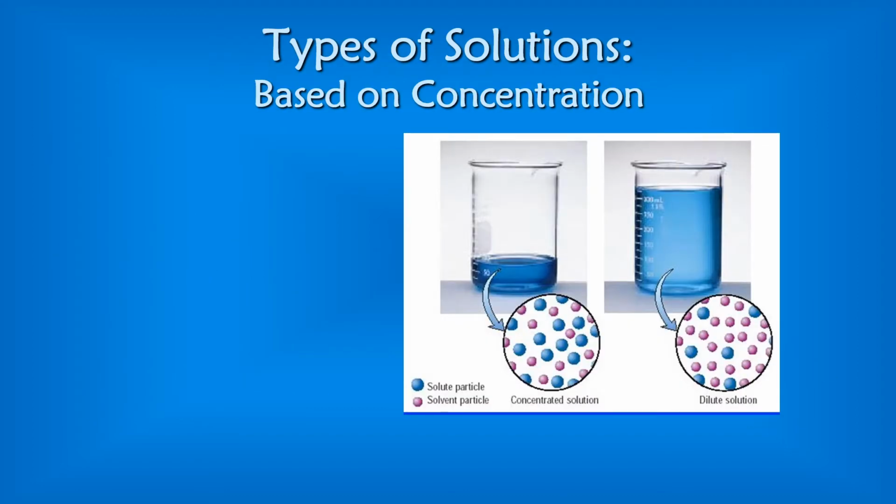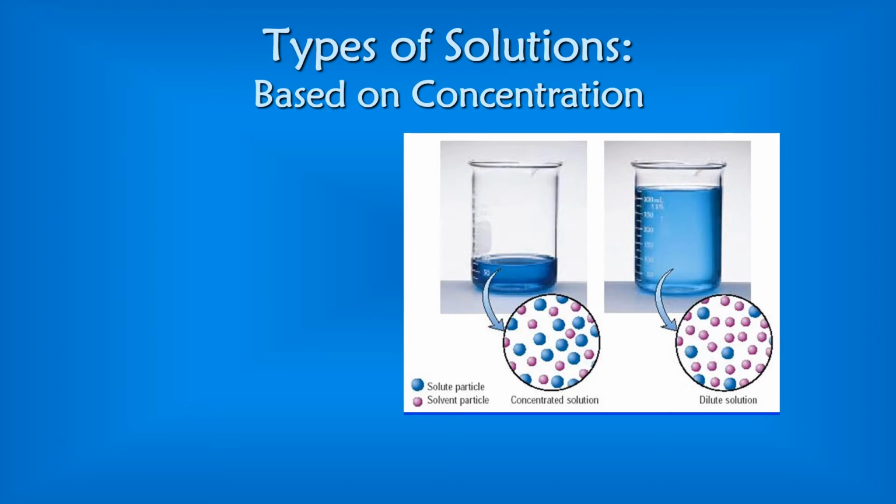When we talk about the types of solutions based on concentration, there are two main types, the concentrated solution and a dilute solution. Concentration is basically how much solute we have in our solution. In this picture, the solute particles are represented by the blue circles and the solvent particles by the purple circles.